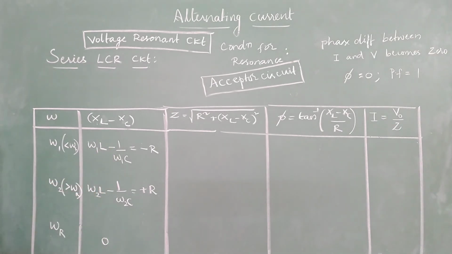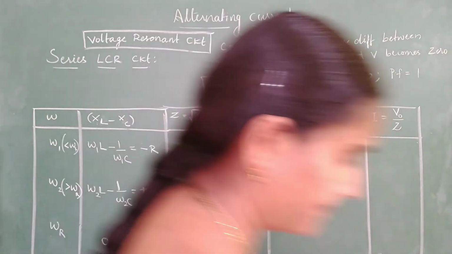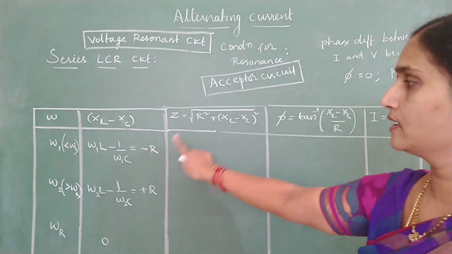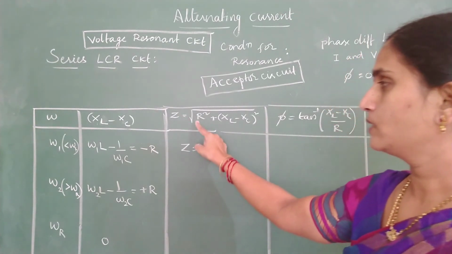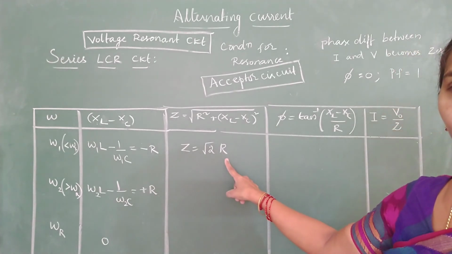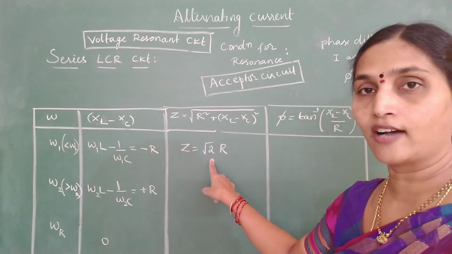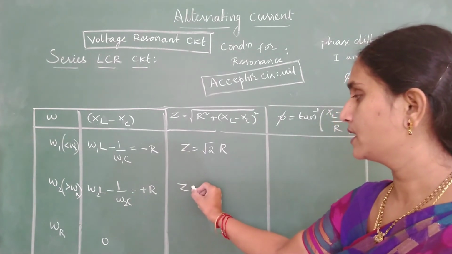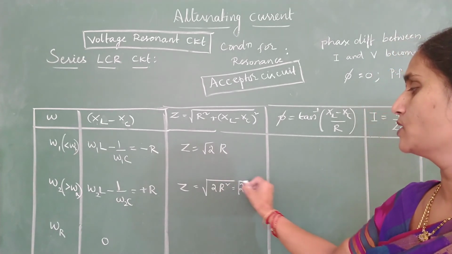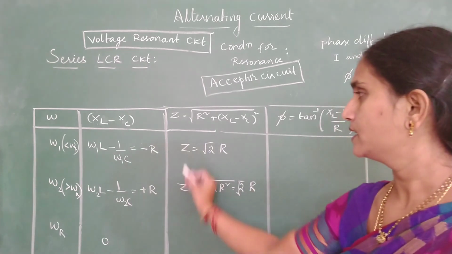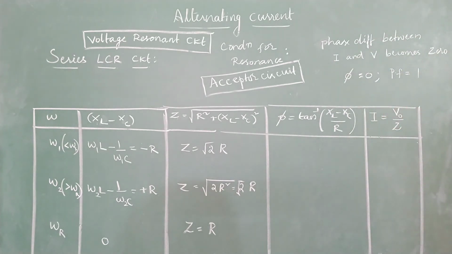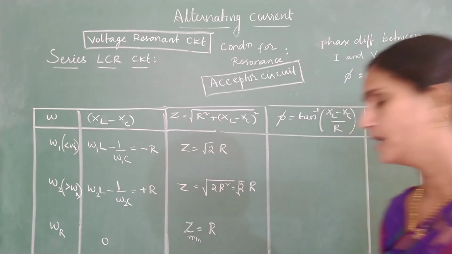Come to impedance. When XL minus XC is minus R, what will Z become equal to? Under root R square plus R square. So what is the impedance becoming? Root 2 times capital R. Impedance is increasing at half power points. Similarly, here also we get Z as under root 2R square, that is root 2 times capital R. Then what is Z at resonance? It is equal to capital R. Okay, and we know this is the minimum possible impedance.